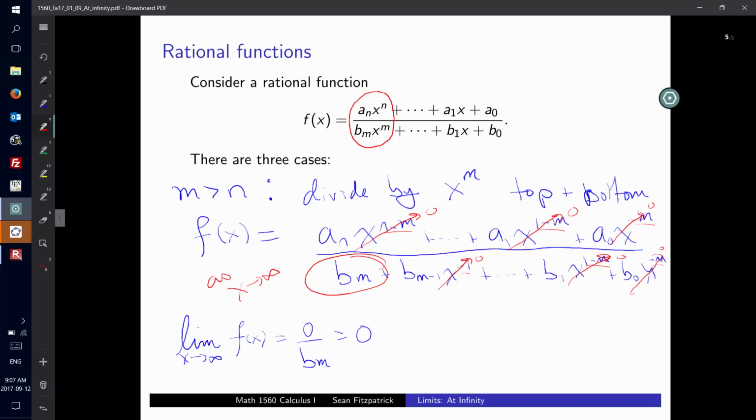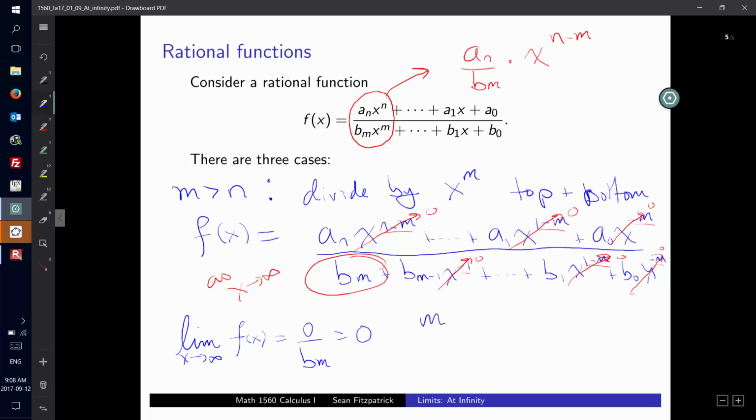And so if you just analyze this highest power, if we forget about everything else, what you have is a to the n over b to the m times x to the n minus m. We've got something that looks like that. And if you think about it that way, you can analyze these cases. In the case that we're considering, m is bigger than n, so this is a negative exponent, so we can put that in the denominator, and as x goes to infinity, it's going to go to 0, as we've seen.